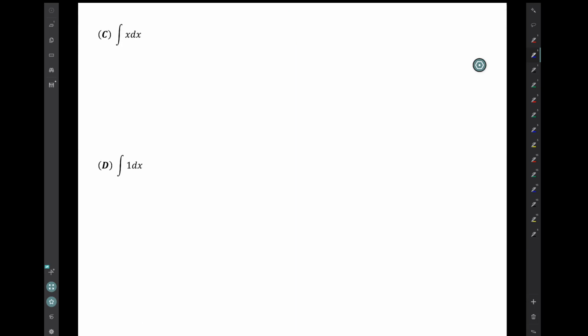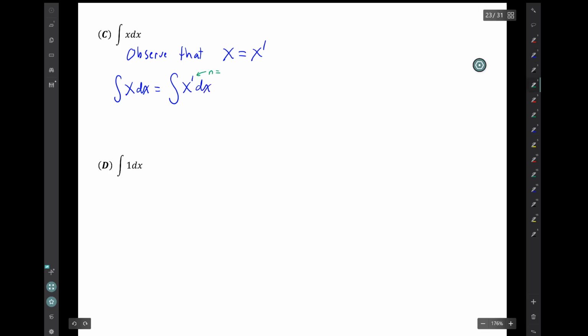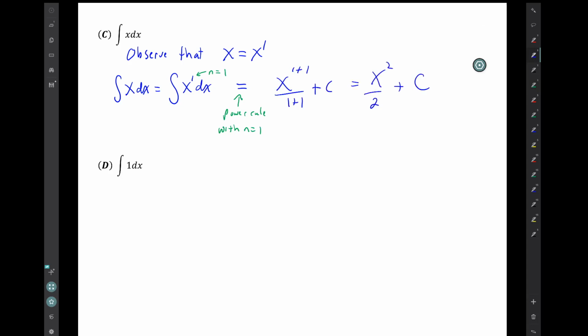The integral of x. Well, here we need to note that x is a power function with n equals 1. The result is the indefinite integral is x squared over 2 plus c. And again, note that the constant of integration goes on as soon as the integration symbol goes away, in that very step right there.